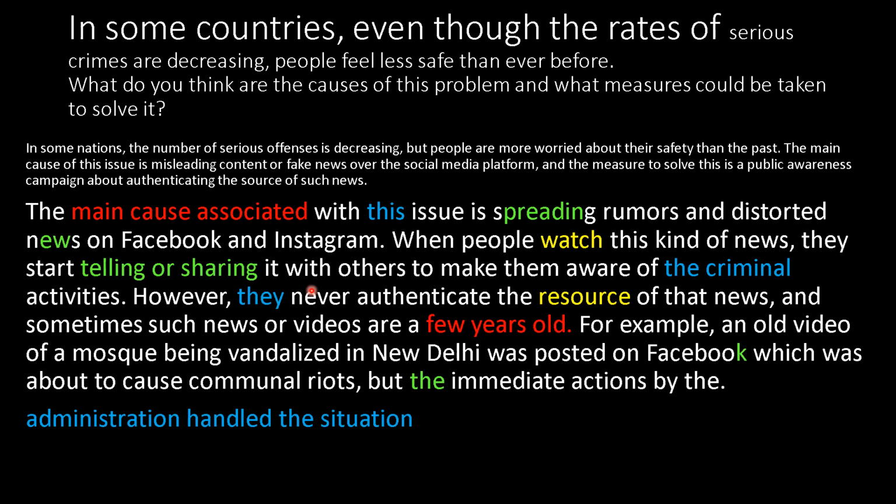Which on Facebook, which was about to cause communal riots. I know it happened, but they didn't try to do it. But the immediate actions of the administration handled the situation. Off topic. We don't need to know about that. You've already shown an example of what you're talking about. We don't need to know what happens next.